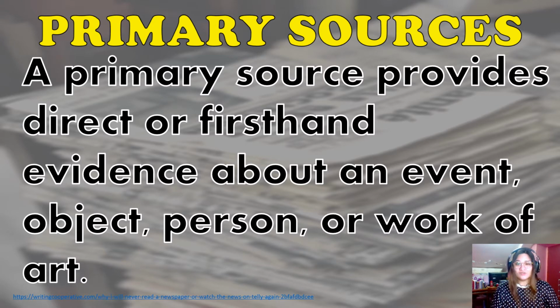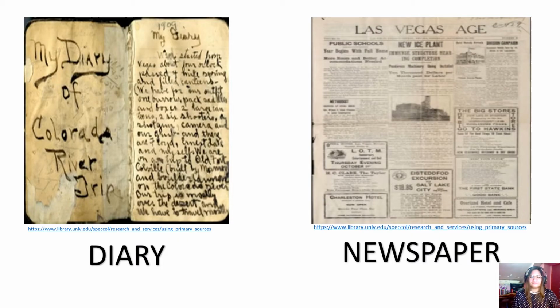Primary sources are sources which provide direct or first-hand evidence. These are immediate or first-hand accounts of a topic from people who had direct connection to it. Some examples of primary sources are the following. We have diary or newspaper. We could also use original research as primary resources, photographs or videos of a particular event. Those are examples of primary sources.